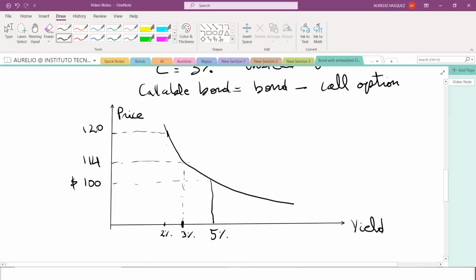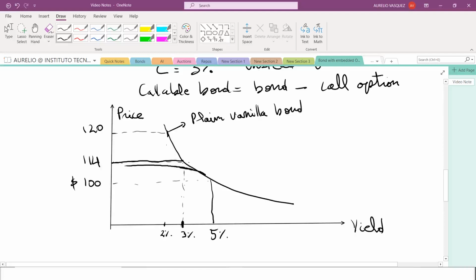Now, the thing is, because the bond can be called, this is the price of your plain vanilla bond, and the price of your callable bond is going to be bounded by the 114. It cannot go further up than that. So you know that as the yield starts to go down, you're going to have this graph that is going to go tangent to your 114.